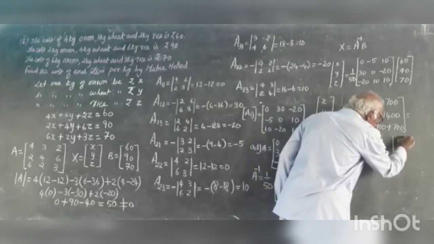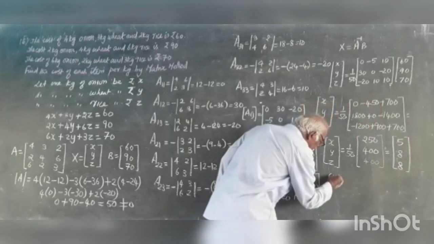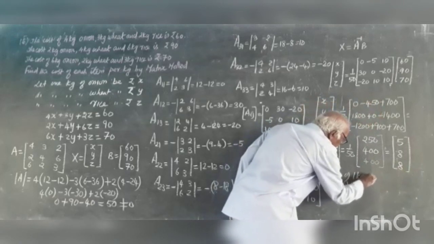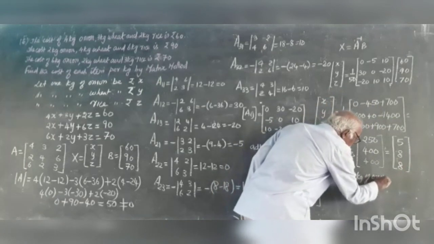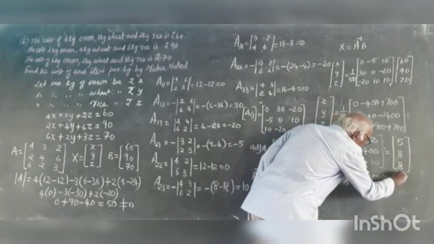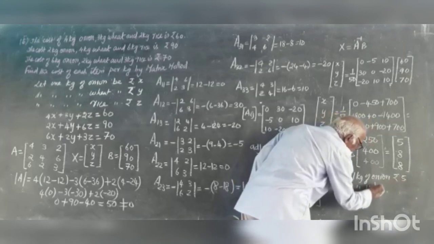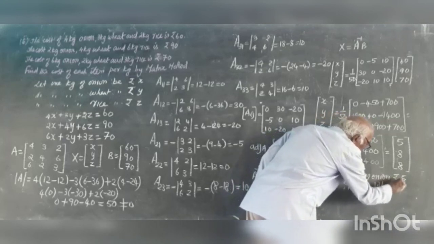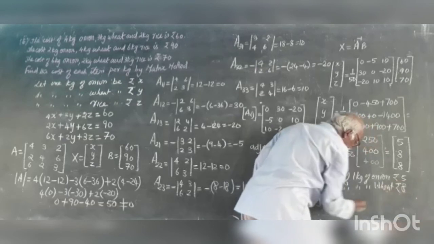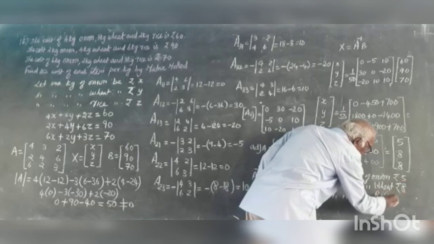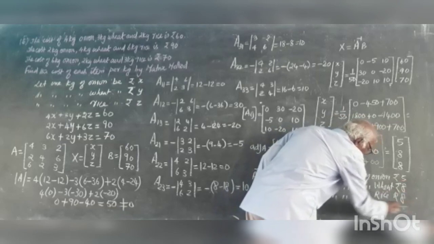Therefore, the cost of 1 kg of onion is rupees 5. The cost of 1 kg of wheat is rupees 8. The cost of 1 kg of rice is rupees 8.